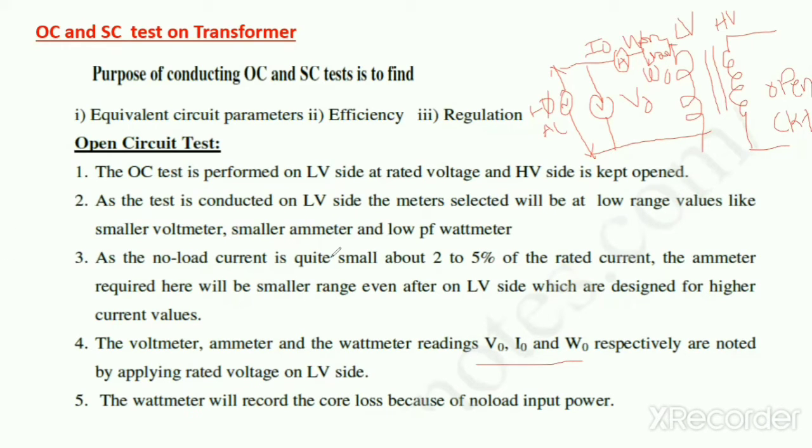As the no load current is quite small, that is 2 to 5%, when we connect the AC supply and switch it on, we note down the voltmeter reading, that is V0, the ammeter reading, that is I0, and the wattmeter reading, that is W0. Therefore, this W0 gives the core losses, the no load input power.